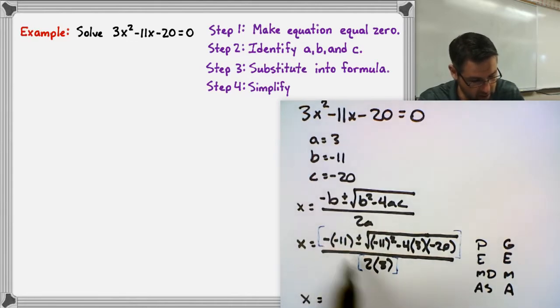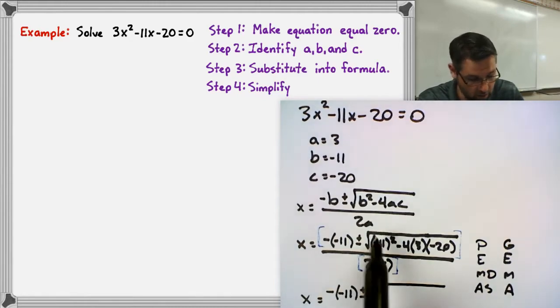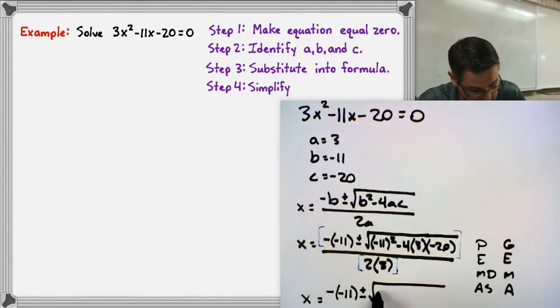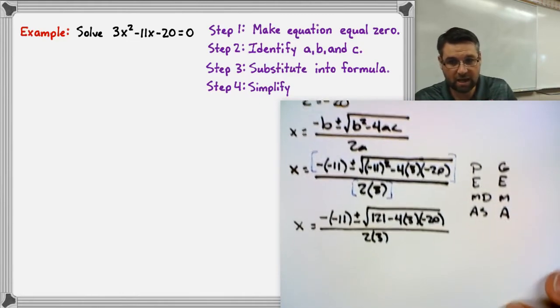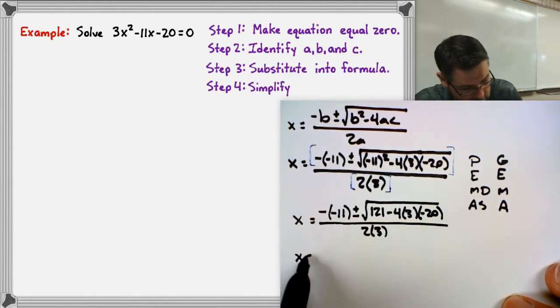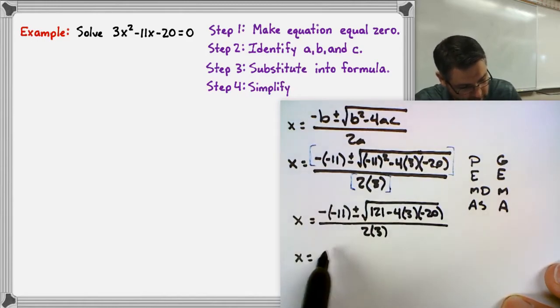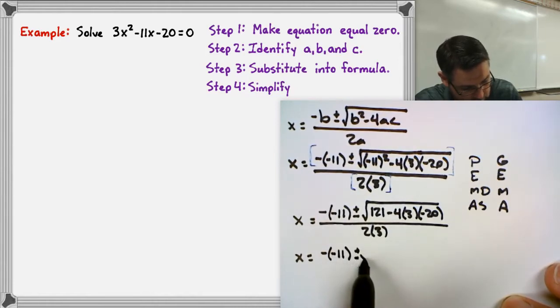X equals, we're going to carry everything else down. So negative 11, we're not dealing with that yet, plus or minus the square root of, now, negative 11 squared. Well, negative 11 times negative 11 is 121. And then from there, we'll copy everything else down, okay, all over 2 times 3. Okay, as we go through this, it will get quicker because you'll learn that there's certain things that you can do all in one step. From here, we've got to deal with what's inside the radical still, so we're going to carry everything else down. So we're going to leave 121 there.